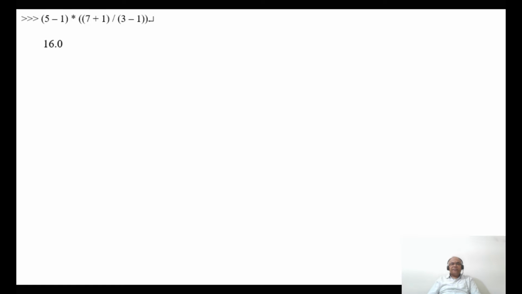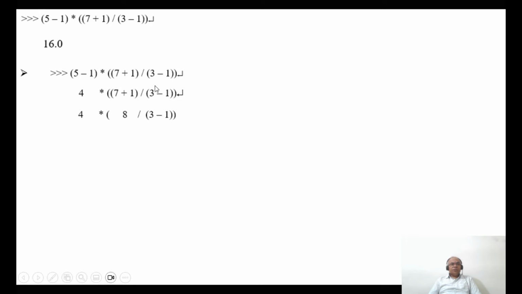How is it going to be evaluated? Let us see now. First you have 5 minus 1 star, open the bracket, 2 open the bracket, 7 plus 1 and close the bracket, divided by 3 minus 1. In the first case it will go from left to right: 5 minus 1 becomes 4, star, open the brackets, 7 plus 1, close the bracket, divided by 3 minus 1, close the bracket and then close the bracket. In the second instance, 4 star, then it evaluates 7 plus 1, which becomes 8. So 4 star, open the bracket, 8 divided by 3 minus 1, close the brackets.